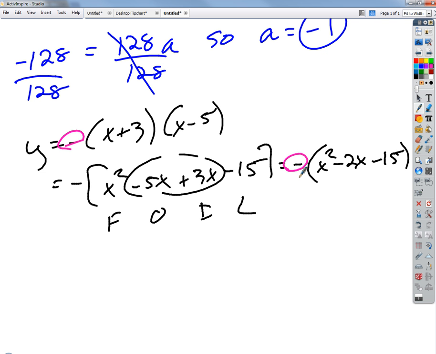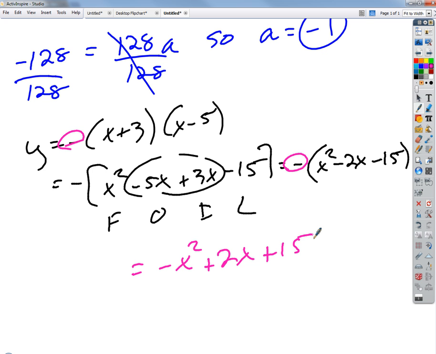But I still haven't distributed that minus. What happens when I distribute the minus all the way through? Yeah, I'm just going to change all the signs, aren't I? If I multiply something by -1, I'm just changing its sign. So my final answer just looks like negative x squared plus 2x plus 15. Done.